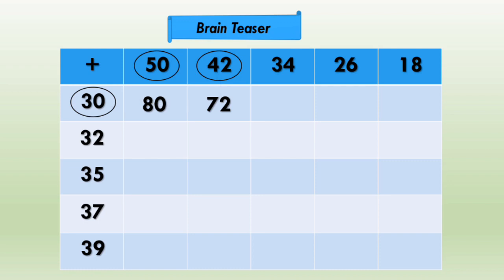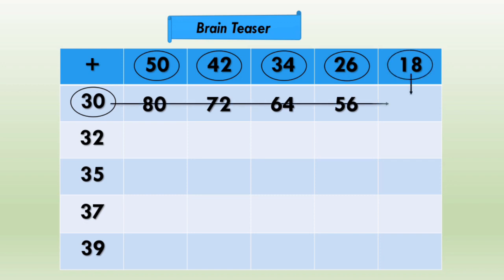Now next, we will add 30 with 34. Sum of 30 and 34 is 64. So 64 is written here. Now next, we will add 30 and 26, and write the answer below in the box. 30 plus 26 is equal to 56. 56 is the answer. Now we will add 30 and 18. 30 plus 18 will give us, yes, 48. 48 is the answer, and we will write 48 in this box.